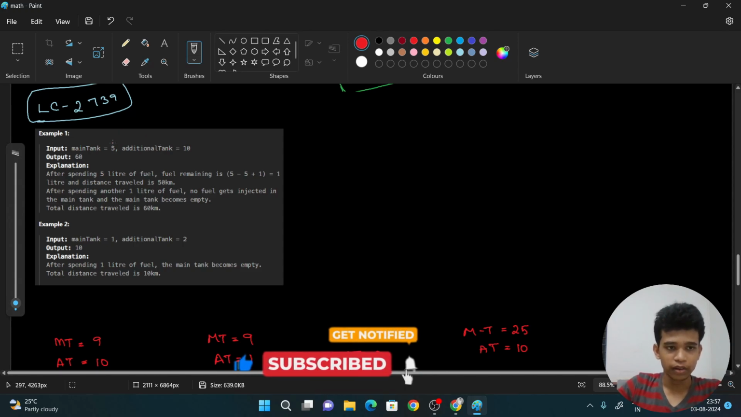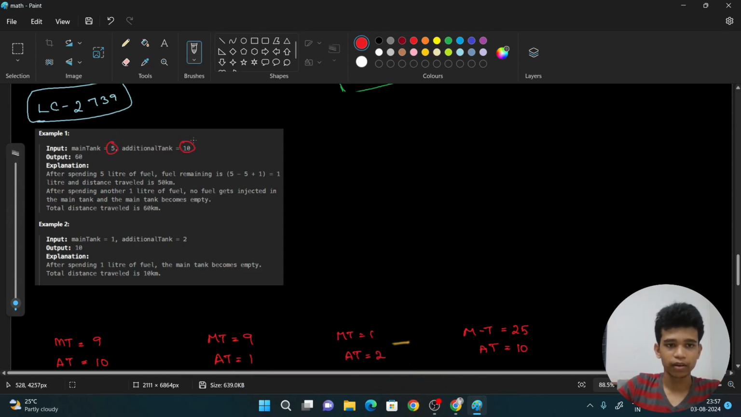In this example, the main tank is 5 and the additional tank is 10. Initially I can consume all 5 liters of fuel from the main tank, and then I can immediately transfer 1 liter of fuel from the additional tank to the main tank, so it will be plus 1. Anything else I can consume? No. So the total liters I can consume is only 6. So 6 into 10 is equal to 60. So 60 should be my answer. Can you understand this?